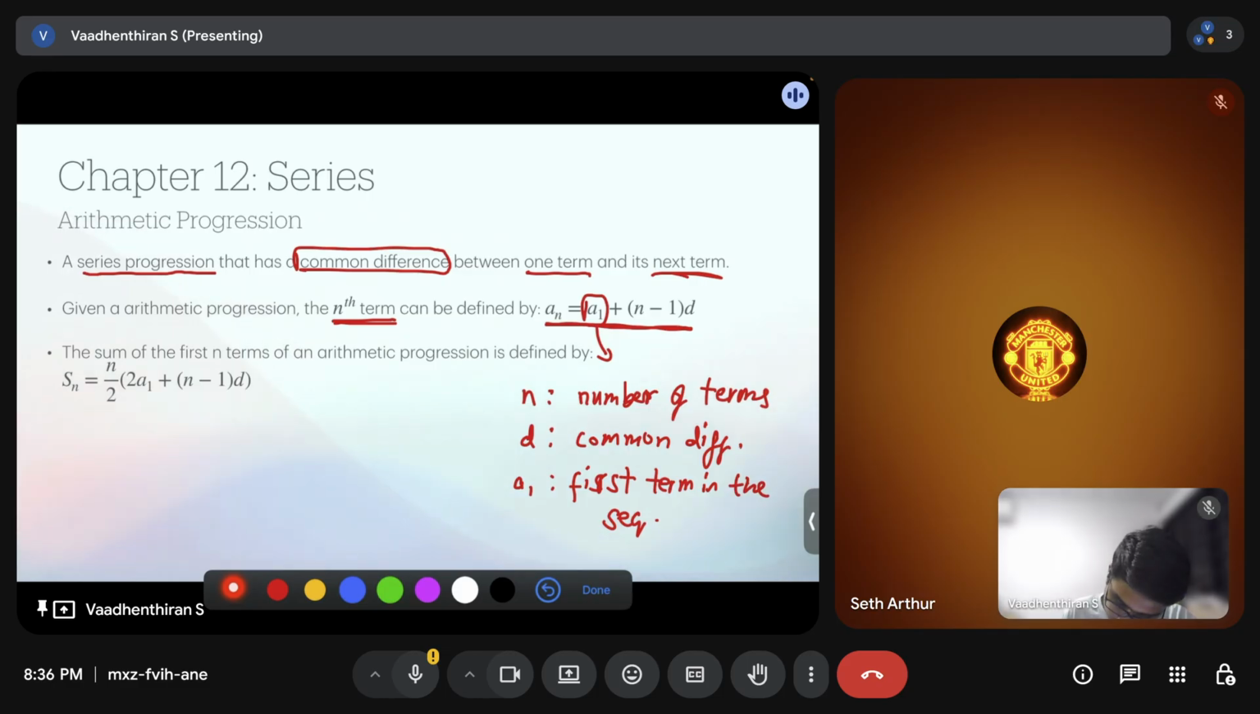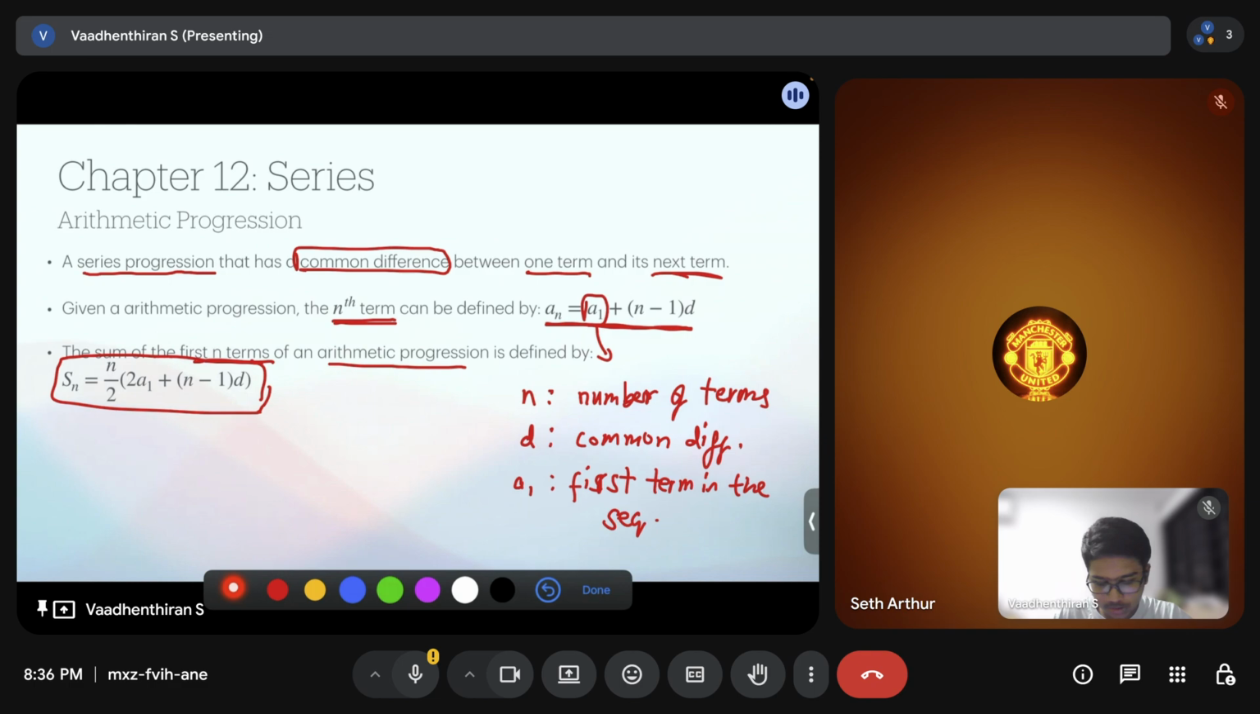So then you also need to know that the sum of the first n terms of an arithmetic progression is defined by this formula: n by 2 times 2a1 plus n minus 1 d. So both of these will be given in the formula sheet, but it's better to know them by heart so that when you're doing the questions you can do it fast.